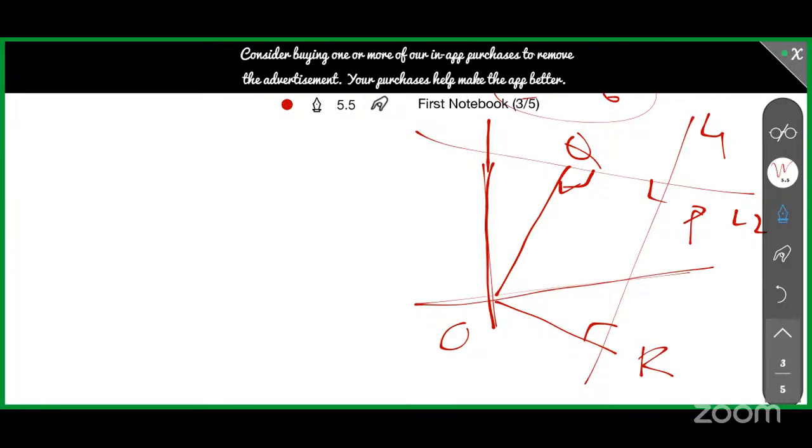Any peculiar reason? Mathematically, how do you say that? It seems like a rectangle, and the sum of all the angles of a quadrilateral is how much? 360 degrees. So now when we are summing three angles, how much are we getting?